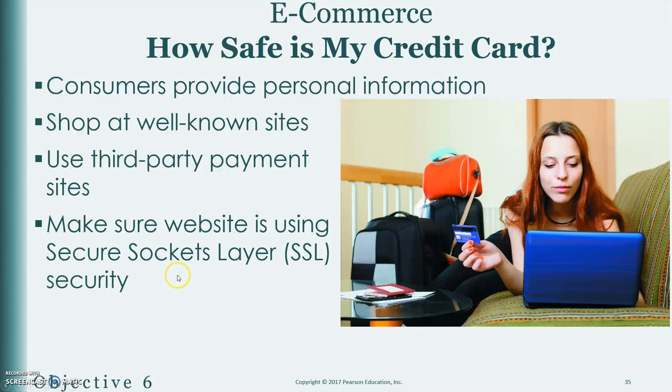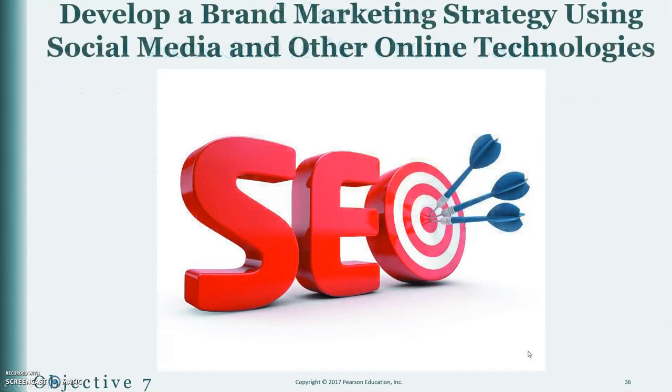One thing you can do, make sure your website is using secure socket layers security, which means the HTTPS. You'll see that up at the top in the URL, or you'll see a little padlock. Make sure that padlock is closed. That's showing that it's secure. Third-party payment sites like PayPal, shopping at well-known sites. Make sure you know who you're shopping with.